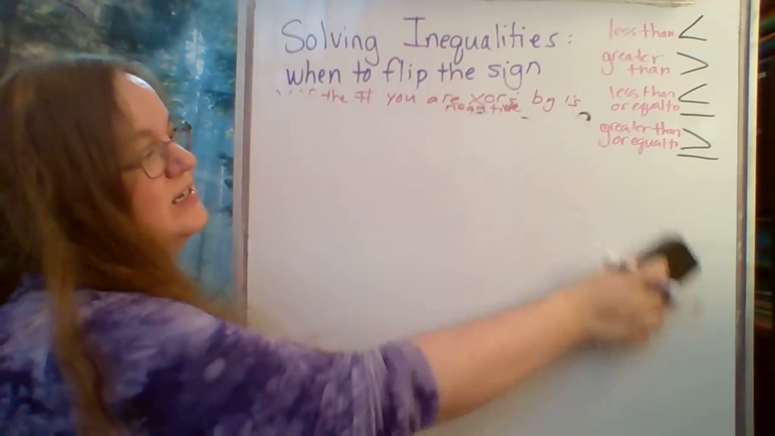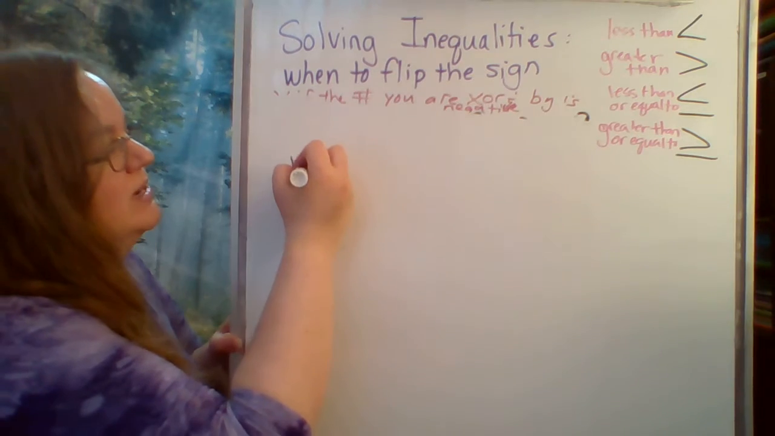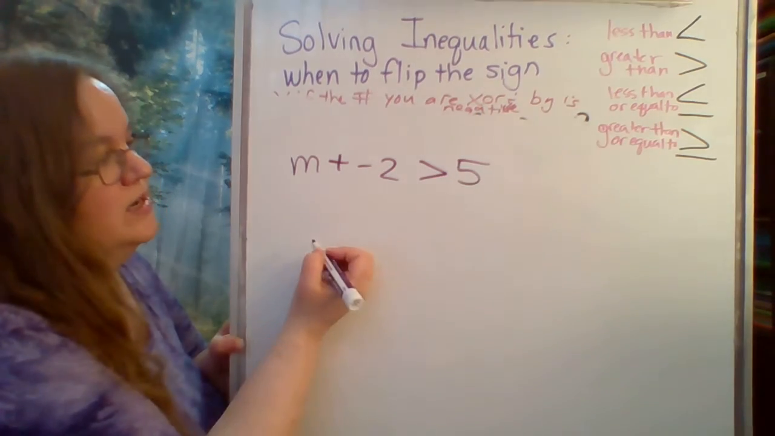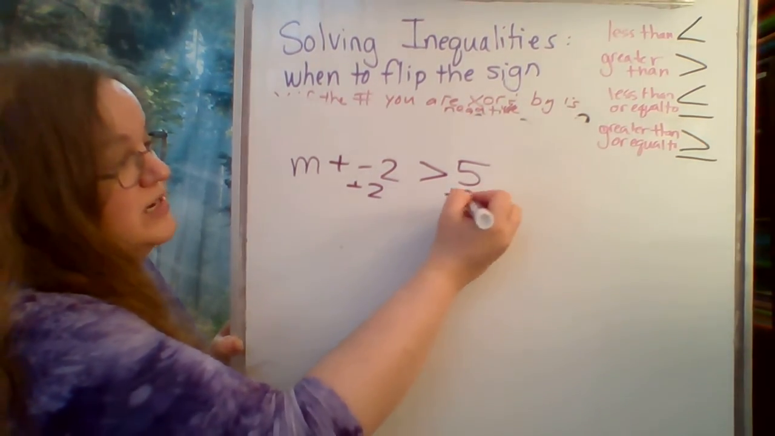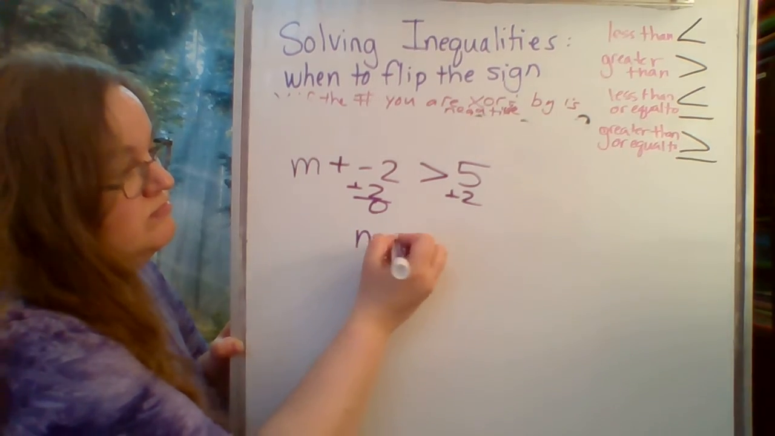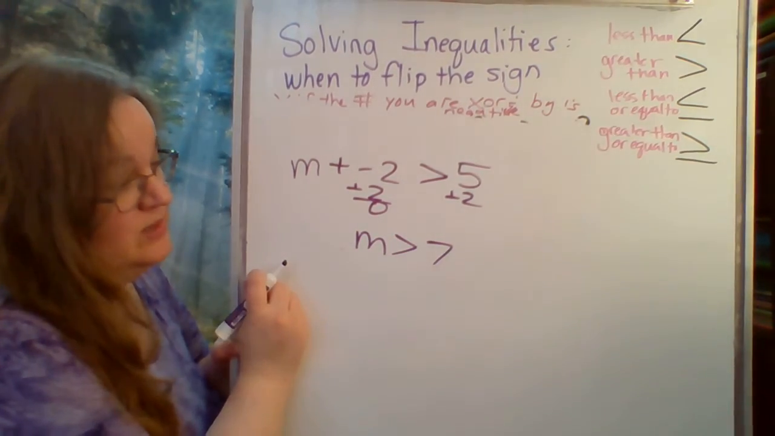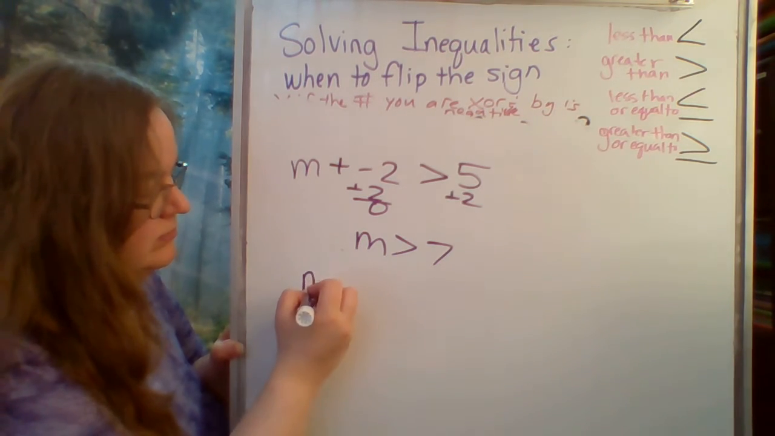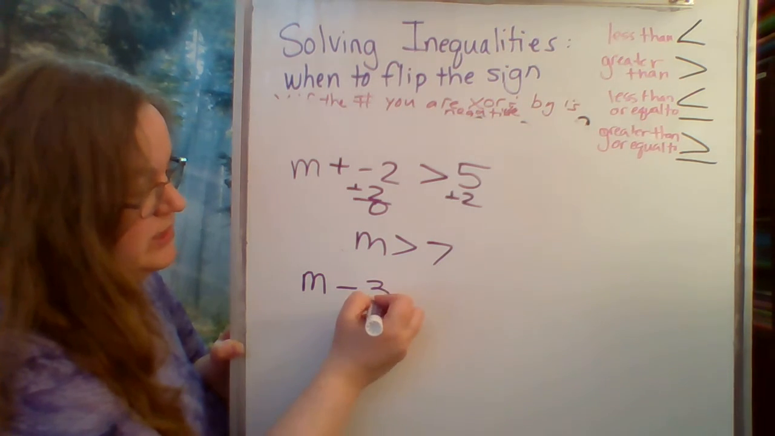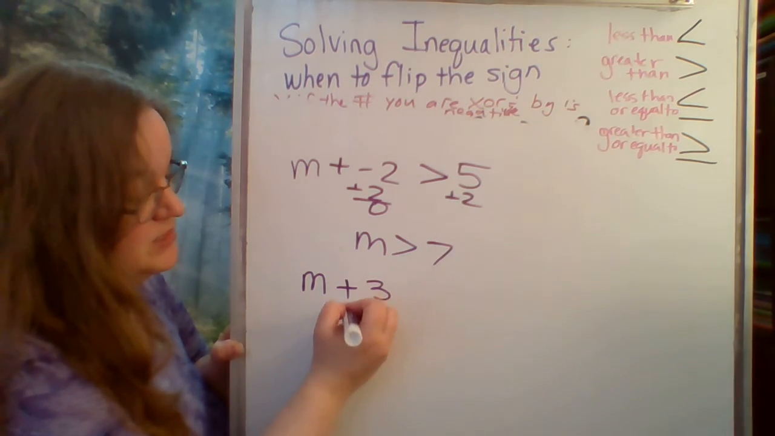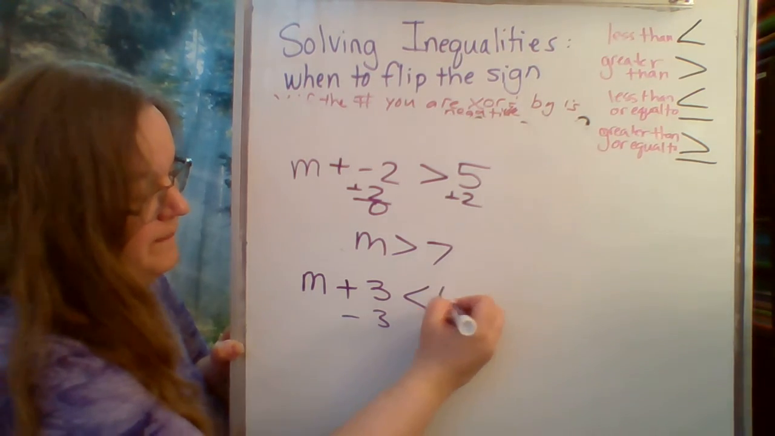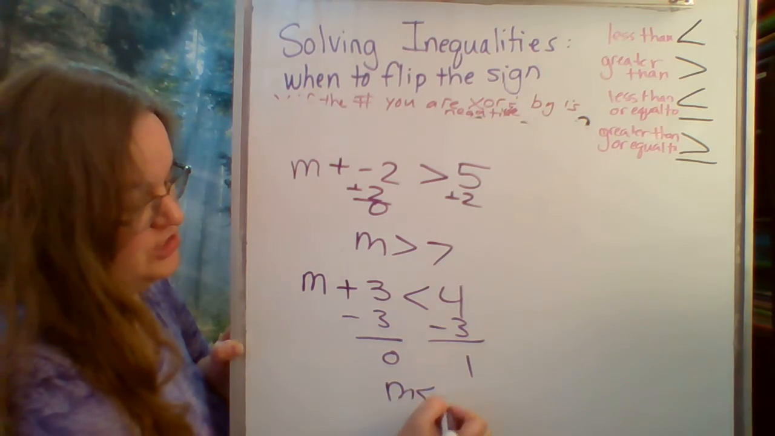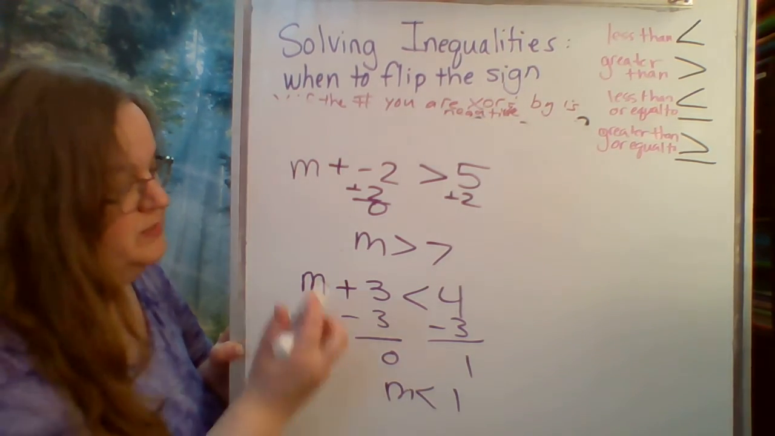On a side note, with addition and subtraction, it doesn't matter. There's no flipping. If I have m plus negative 2 is greater than 5, and I just add 2 to both sides, it doesn't change it. If I have m minus 3 or plus 3 and I subtract 3, I don't flip the sign. Nothing changes. So with addition and subtraction, there's no flipping.